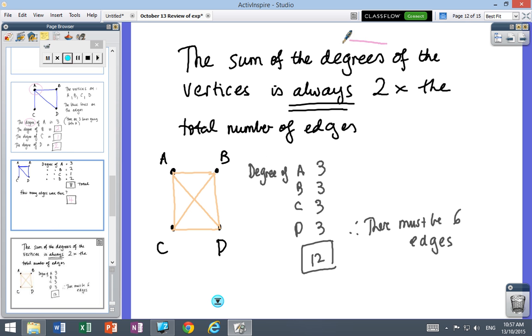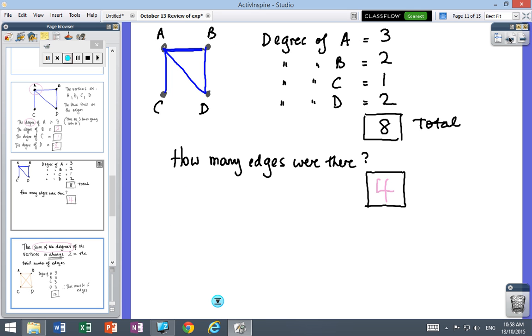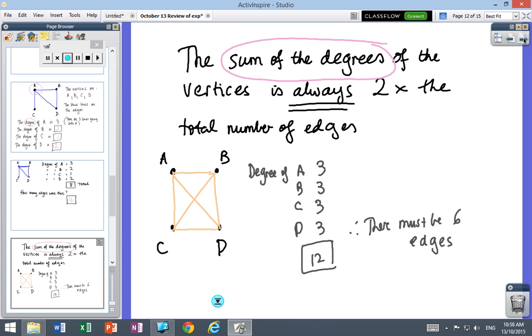So the theory is the sum of the degrees is always twice the number of edges. The sum of the degrees is always twice the number of edges. Previous slide, the sum of degree was 8, there were 4 edges. So that's the theory. There's always twice as many degrees as there are edges.